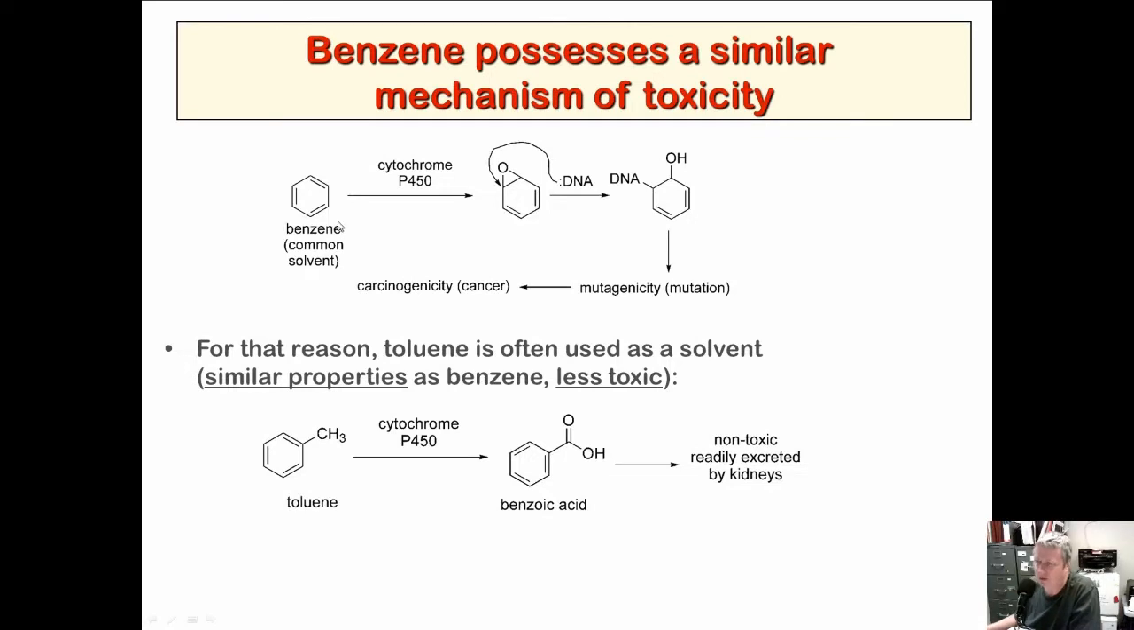For that reason, in the lab, if you need benzene for a reaction, it's a nice solvent. I mean, we do use benzene, but you have to be really careful with it. It's often replaced with toluene, and toluene is methyl benzene, and it has a lot of the same properties, and it's a nice solvent. The cool thing about toluene is when it reacts with cytochrome P450, it makes benzoic acid, a carboxylic acid. And this is not toxic, and it's excreted. This is actually part of some foods, and some drugs have benzoic acid in them. So this is actually an ideal metabolite, and it is not toxic the way benzene is.